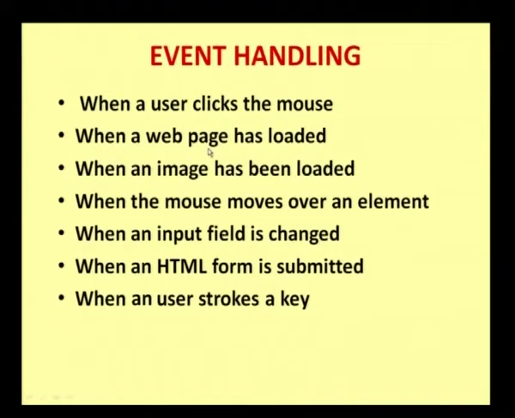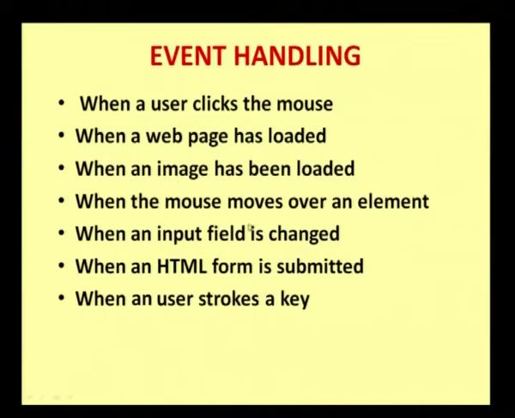What is the purpose, or when will the event occur? When the user clicks the mouse, or when the web page has loaded, or when the image has been loaded, or when the image has been clicked. When the mouse moves over an element, in the sense of tags or any controls, or when an input field is changed. For example, if we are designing a form with text fields, buttons, etc., and the user has given some details wrongly, what action should be taken? So when the input field is changed, this is also considered an event in DHTML.